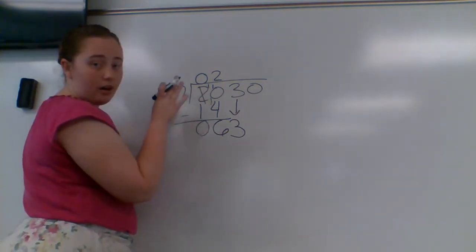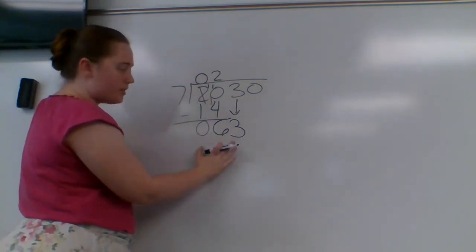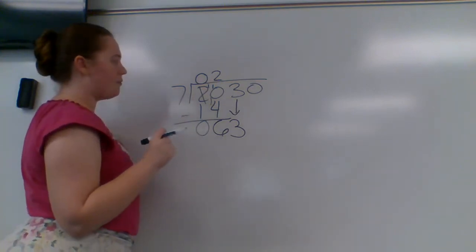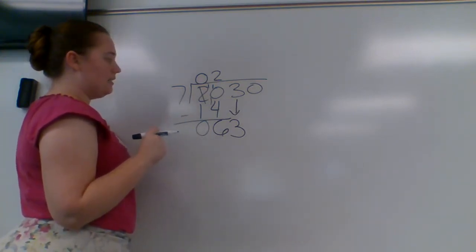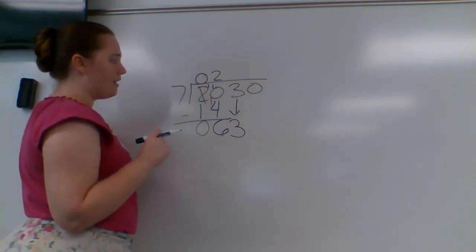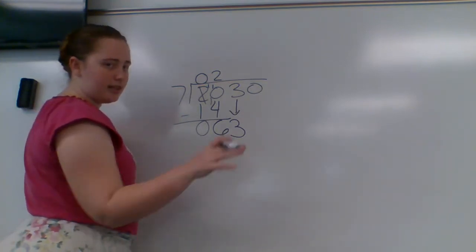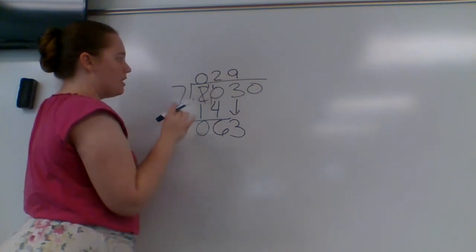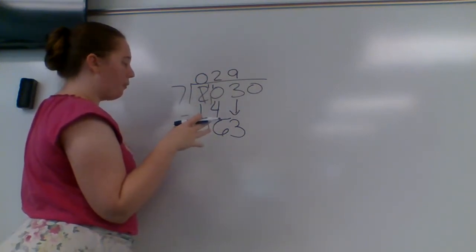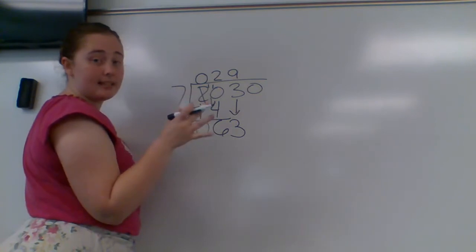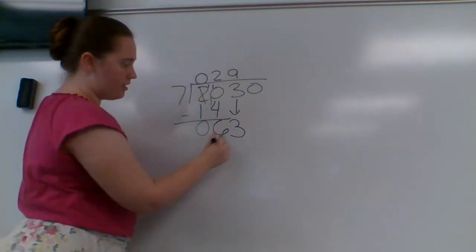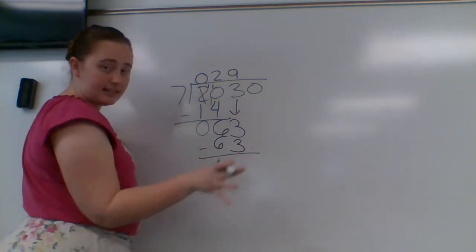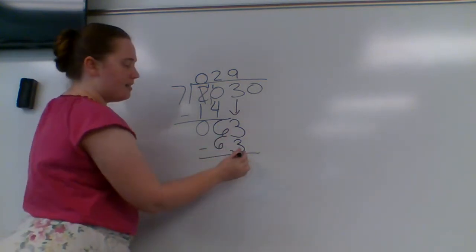So our next step is to do 7 into 63. 7 divided into 63. How many times? Well, I think that 9 would be a really good guess. So let's go ahead and guess 9. 9 times 7 is 63. So put 63 down here. Minus, and 63 minus 63 is easy. It's 0.